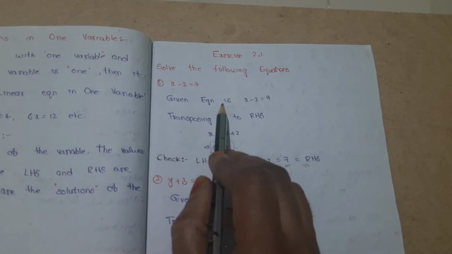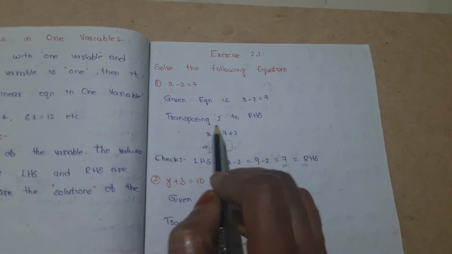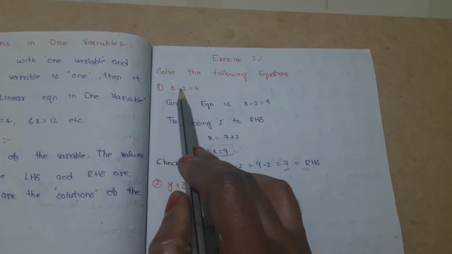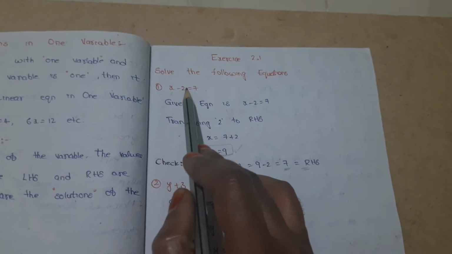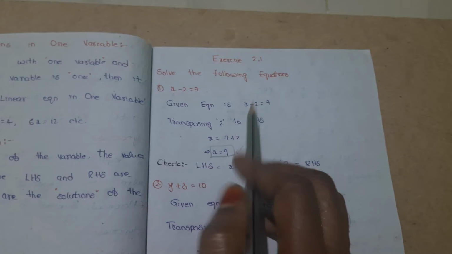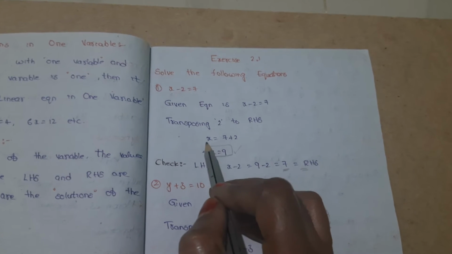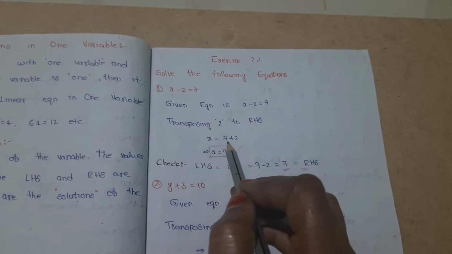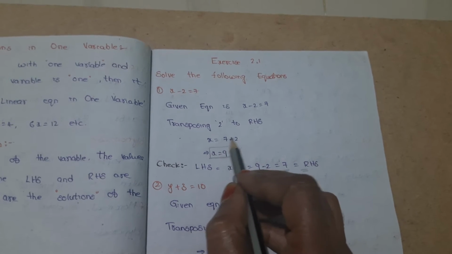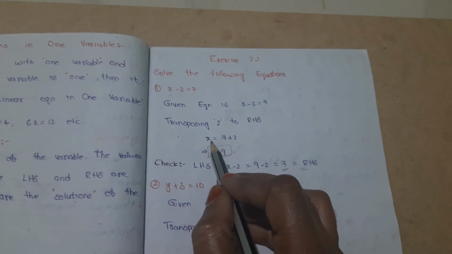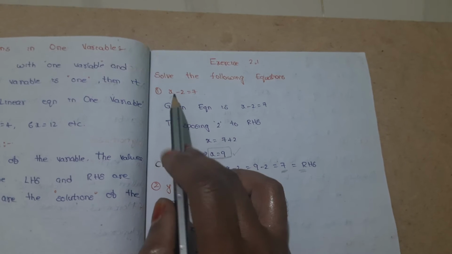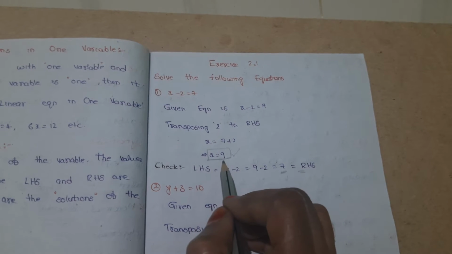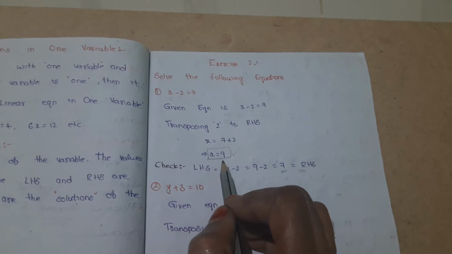For that, we are transposing the number 2 to the RHS. Here the number 2 is subtracted from the variable, so we transpose it to the RHS. Then it becomes positive. Therefore, x minus 2 is equal to 7 becomes x is equal to 7 plus 2. 7 plus 2 is nothing but 9. Therefore, the solution for the equation x minus 2 is equal to 7 is x is equal to 9. It is the solution for this equation.